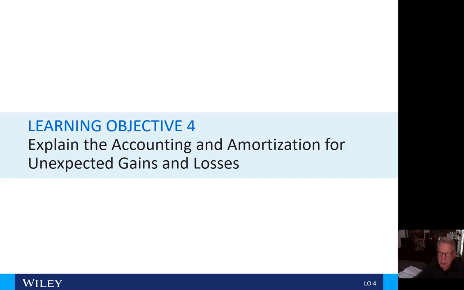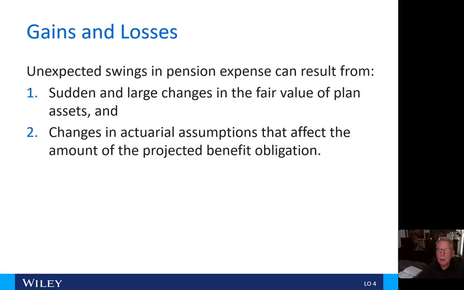Now, changing gears, we're going to explain the accounting and amortization for unexpected gains and losses, which happen, I might add, frequently in pension plans. So here, these unexpected swings can be, one, sudden and large changes in the fair value of the plan assets, and number two, changes in actuarial assumptions that affect the amount of the projected benefit obligation.